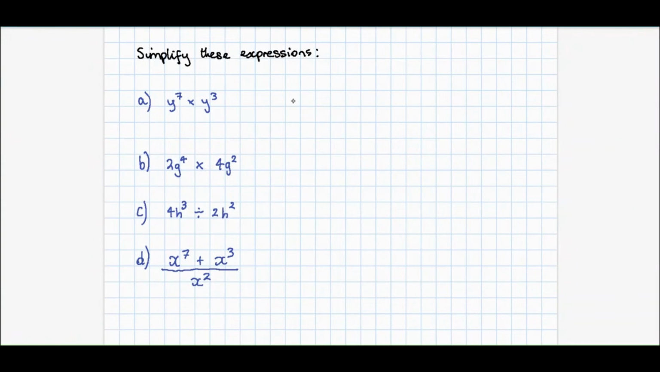So it's going to be y to the power of 7, times y to the power of 3, which is going to be actually plus 3. So it's 7 plus 3, so the actual power is going to be 10. So we just do y to the power of 10.